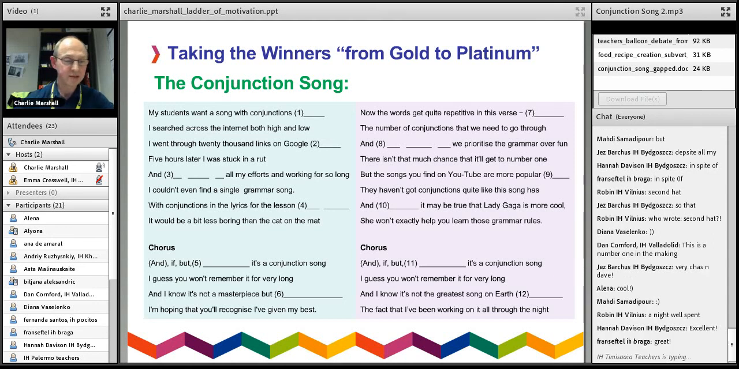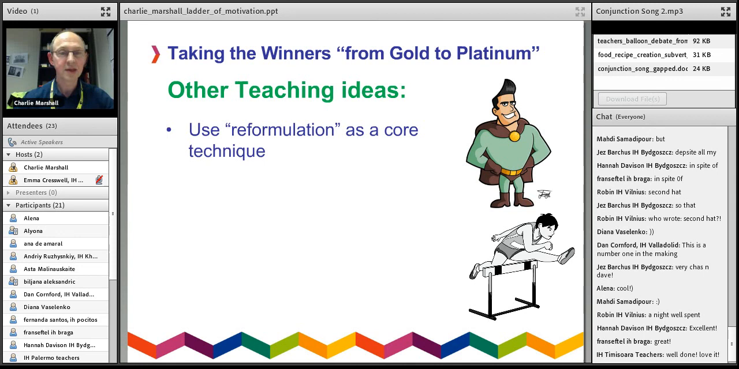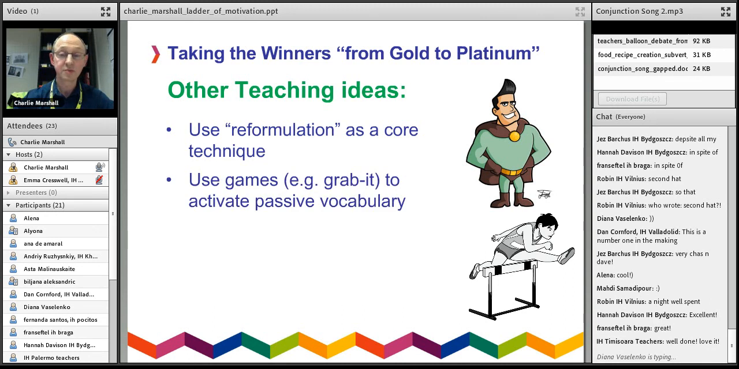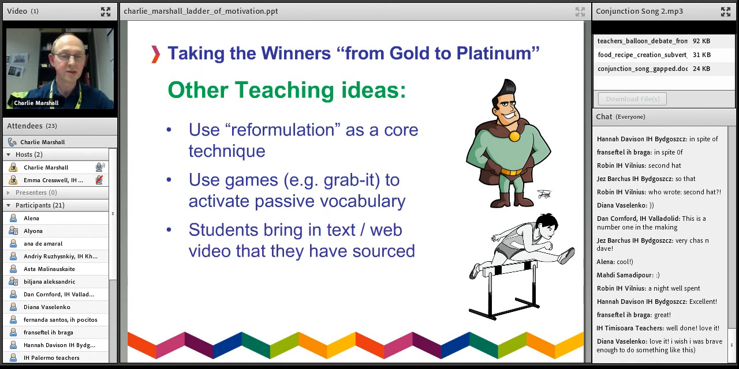And I think I've got just a couple more things to mention. Yes, just a couple of other teaching ideas for the most motivated people. This is another idea, reformulation. Whenever they're speaking, after they've spoken, take some of the things they said in perhaps rather more basic language and show them more advanced and better things they could use to say it with. And yes, lots of games, particularly games to activate passive vocabulary, like the Grab It game I showed earlier. And another idea is that students could bring in text or web video that they've sourced, and they could almost lead the lesson, possibly, if you're happy to let them do that.